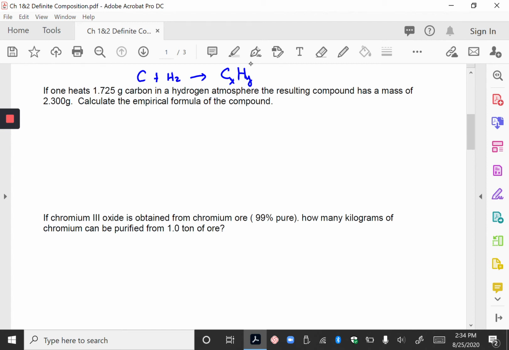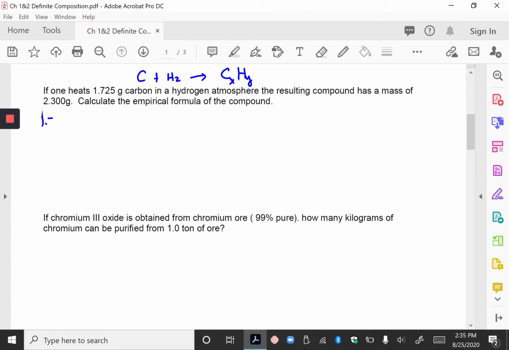So the X and the Y, those numbers, are the number of atoms or moles. I should say the ratio of atoms or moles. So the ratio of atoms of carbon to atoms of hydrogen, or the ratio of moles of carbon to moles of hydrogen. So what you want to do is find either the number of atoms or the number of moles of each and compare them to find the ratio. It's much easier to find moles than it is atoms, so that's what we're going to do.